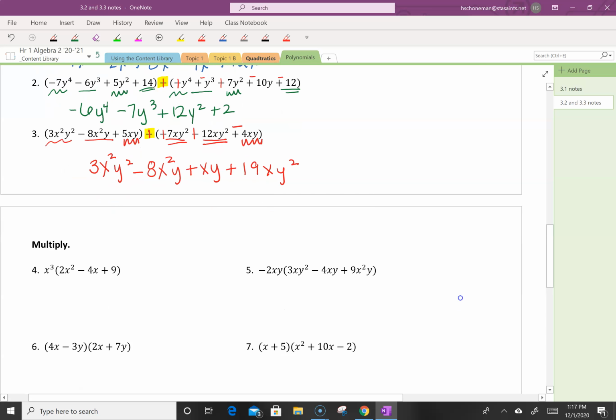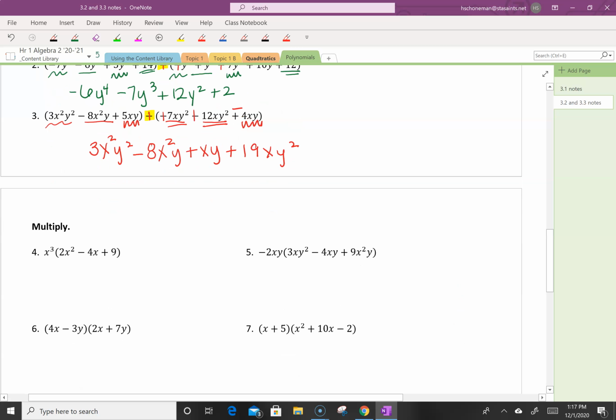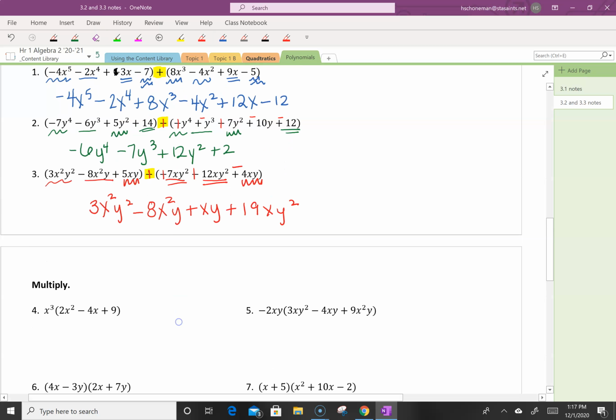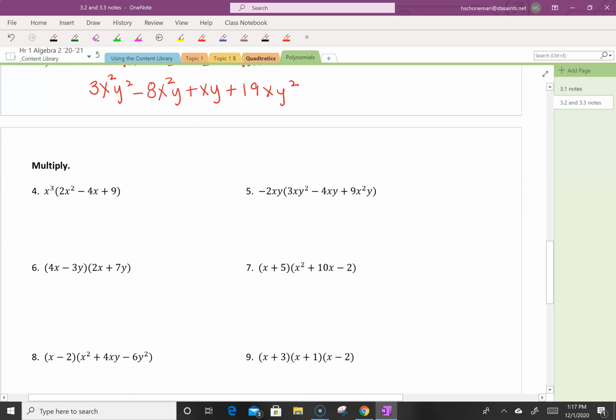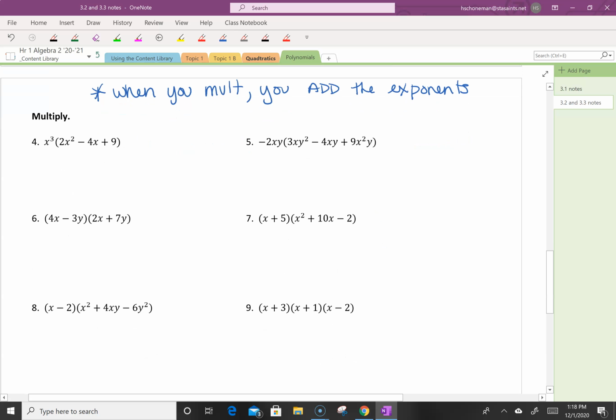All right, now we are multiplying. And we are multiplying because there's no sign in between what we're multiplying and the parentheses. Okay, here there was a sign. We had a plus or minus sign. When you multiply, you add the exponents. Okay, so let's see how this goes.